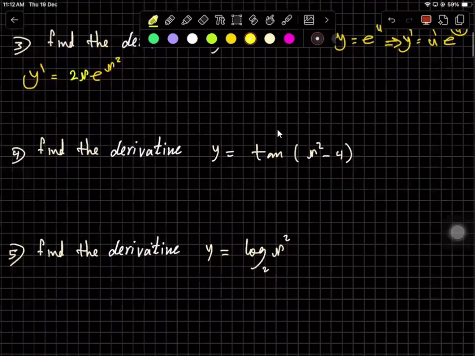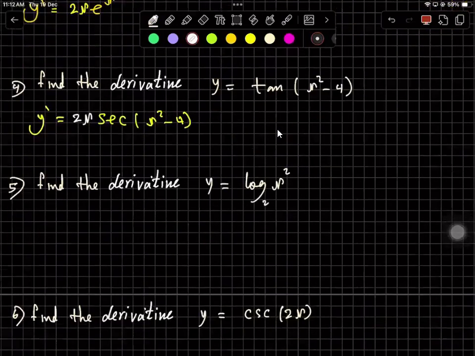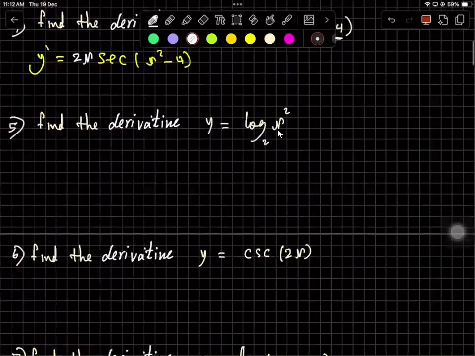Number 3, y equal tan of x squared minus 4. The derivative of tan is secant squared. Secant squared of the same angle, as you can see, x squared minus 4, multiplied by the derivative of the angle, which is 2x. Okay, so what is the derivative of this angle? Yes, 2x.